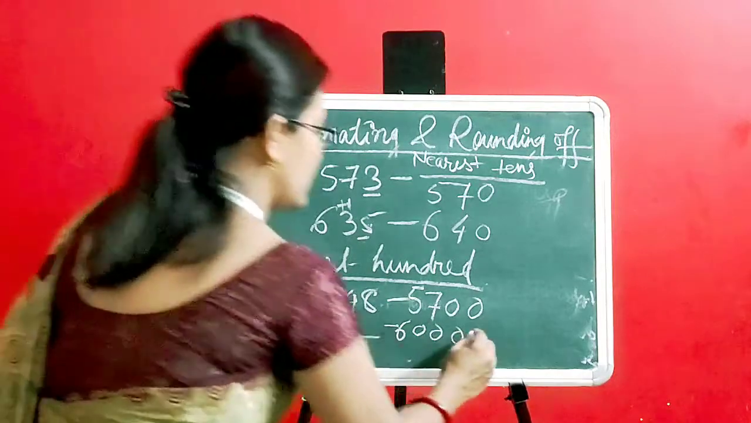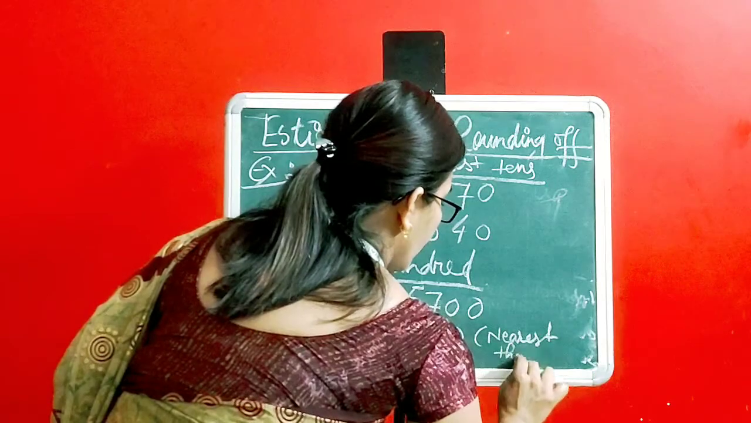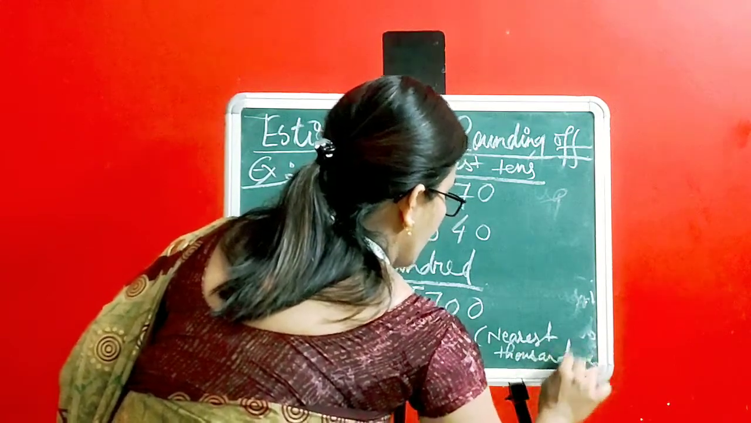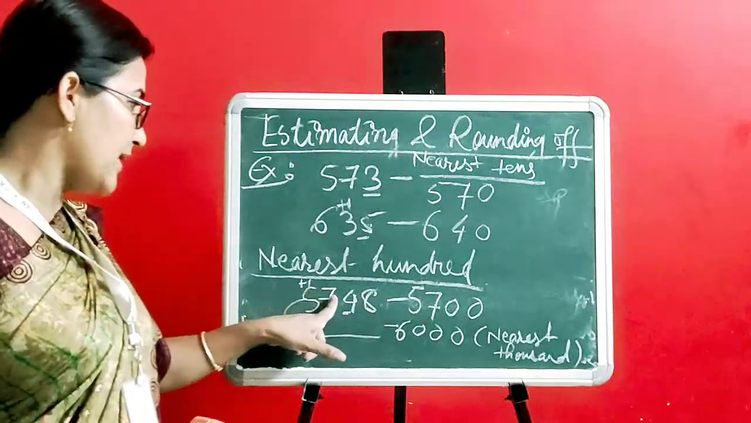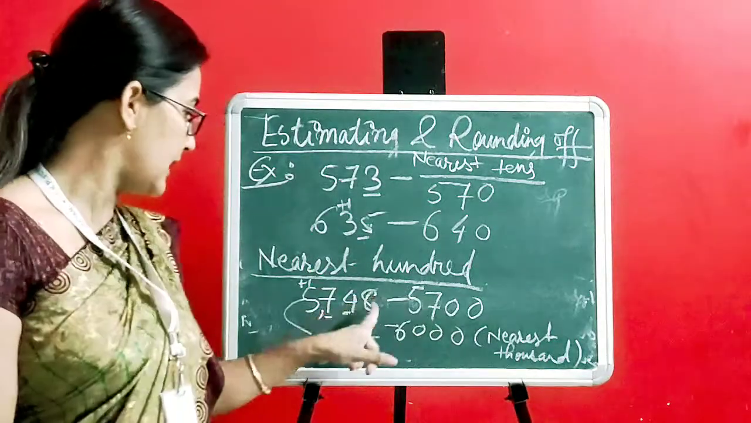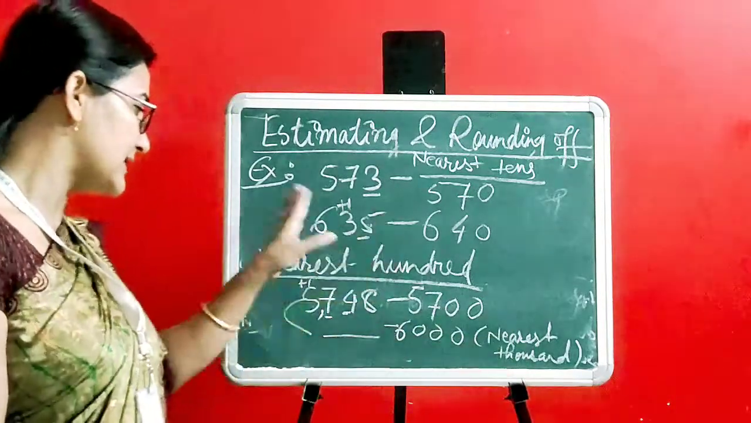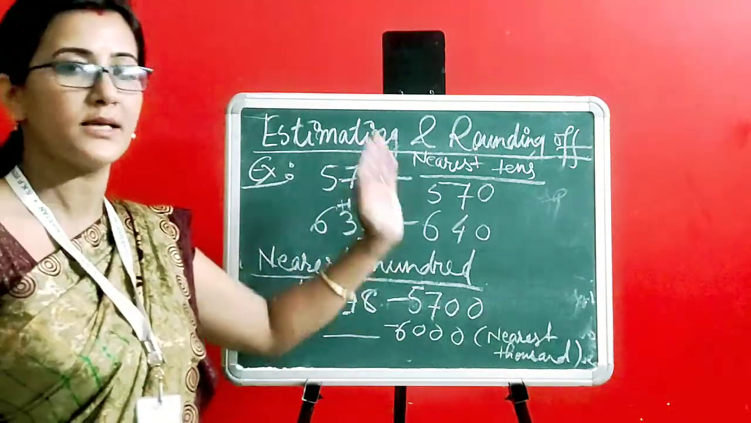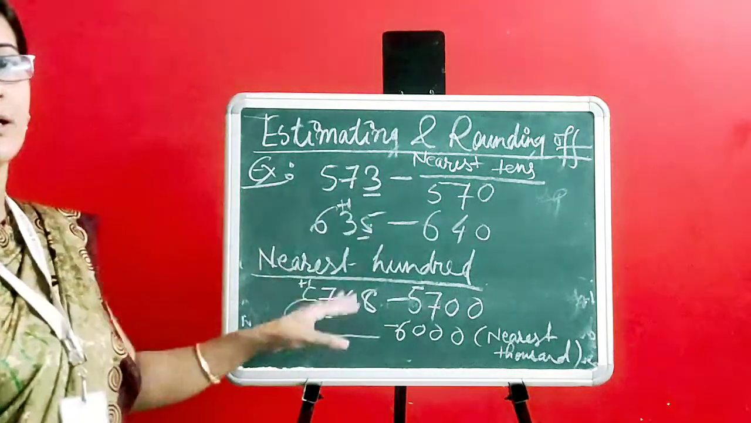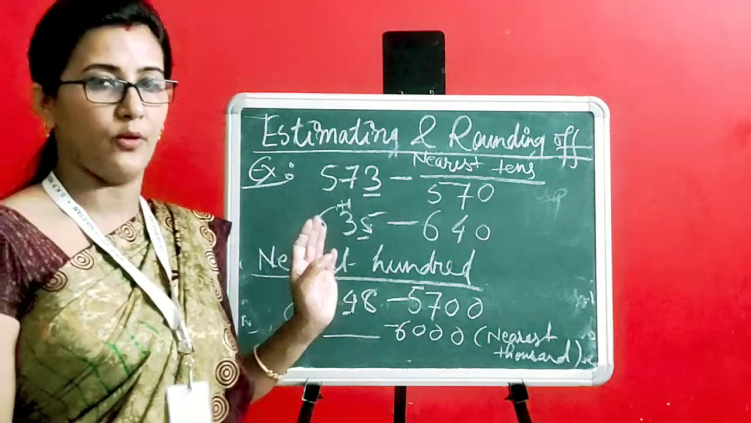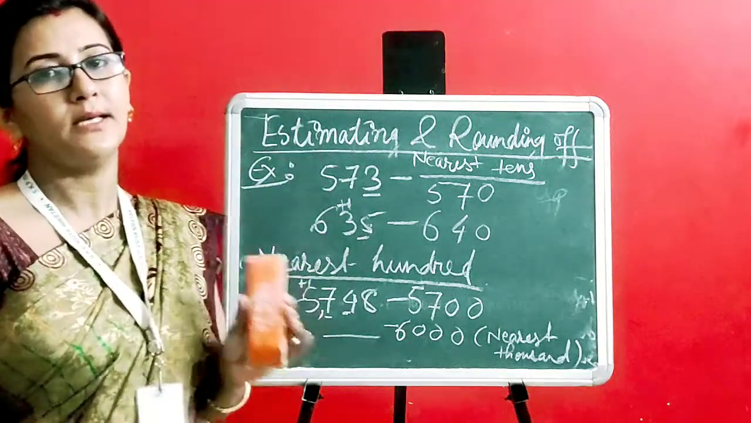Why is it 6000? To the nearest 1000. If I round this same number to the nearest 100, the answer will be 5700. But if the same number is rounded to the nearest 1000, then the answer will be 6000, by applying the rules that I have written before. Okay, so this is how we will round the given number.